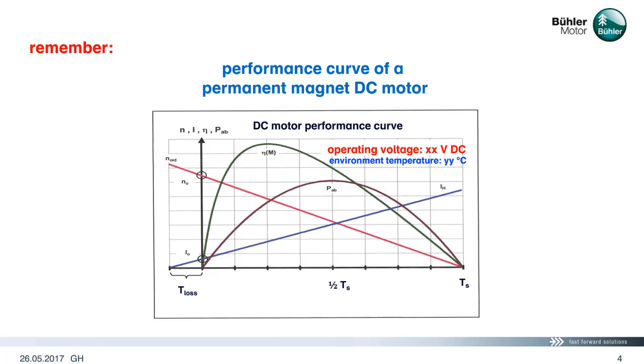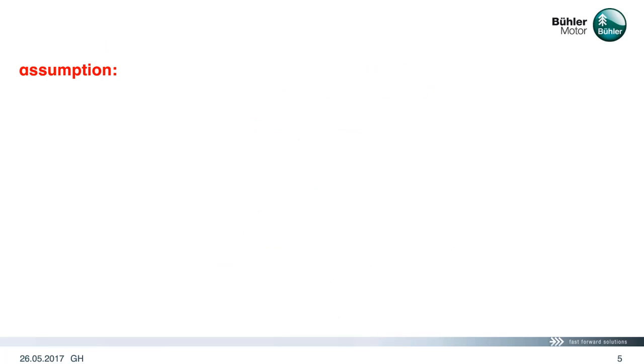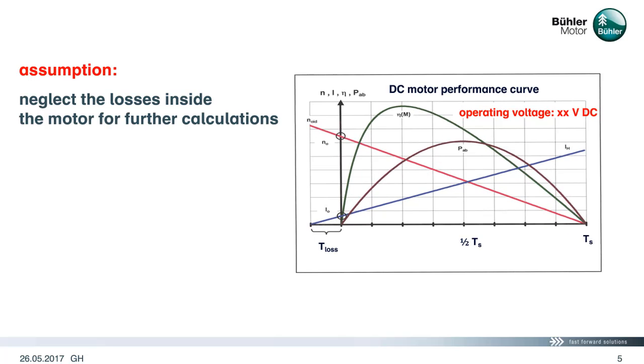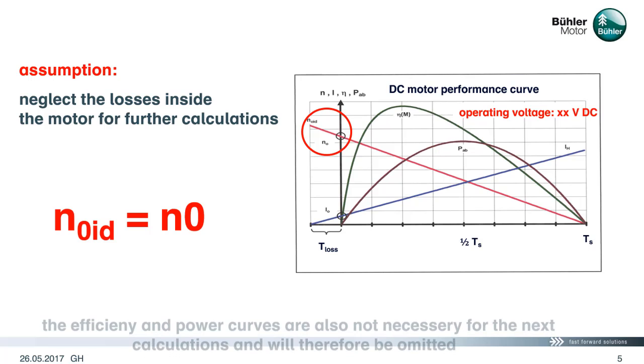It's a couple of curves which describe the behavior of the motor related to the torque load applied to the motor. For the following calculations, we will make an assumption which is valid for the size of motors we are dealing with. We simply neglect the losses inside the motor and set the ideal no-load speed N sub 0 ideal equal to the no-load speed N sub 0. The efficiency and power curves are also not necessary for the next calculations and will therefore be omitted.